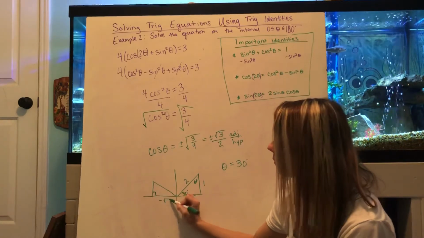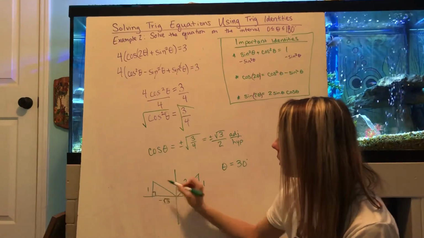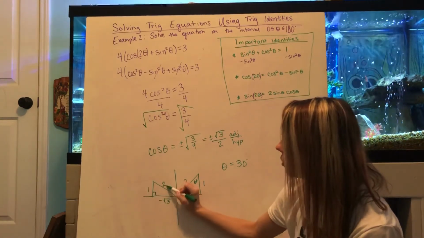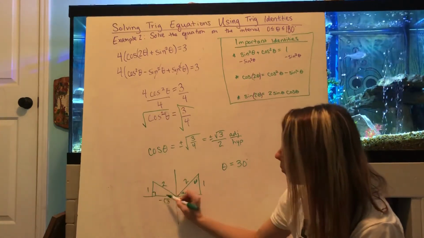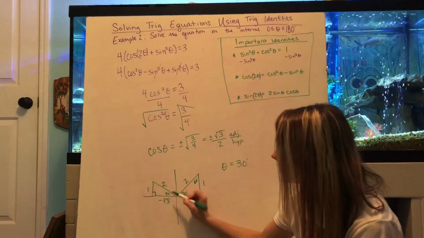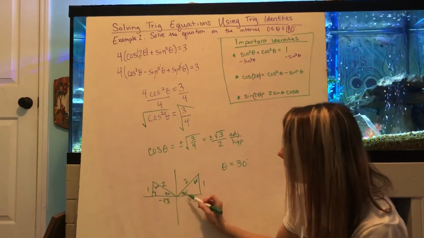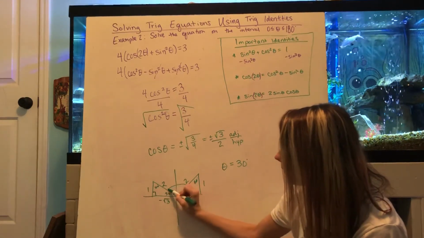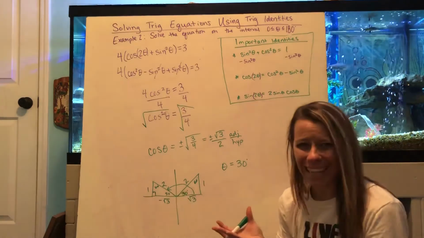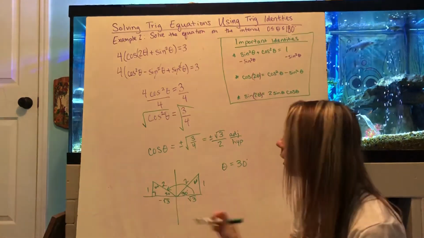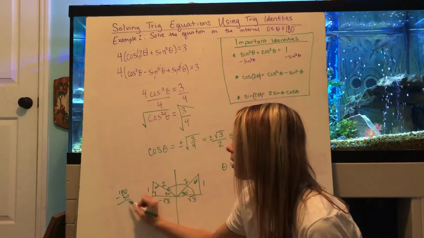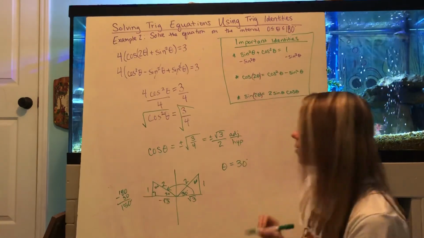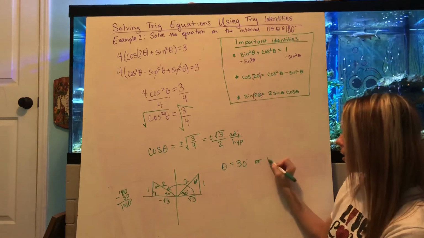Adjacent is negative root 3. This is 1 and this is 2. So across from 1 is 30 degrees. This is 60 degrees. So I'm taking my angle. I almost make it to 180, but I'm 30 degrees shy. So 180 minus 30 is 150 degrees. So 150 degrees is my other angle.